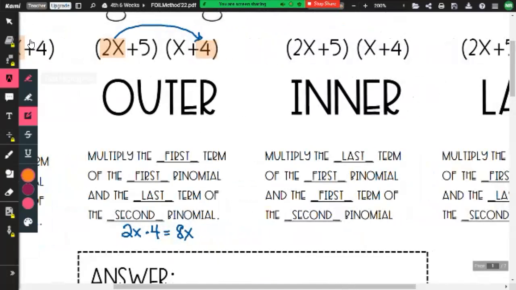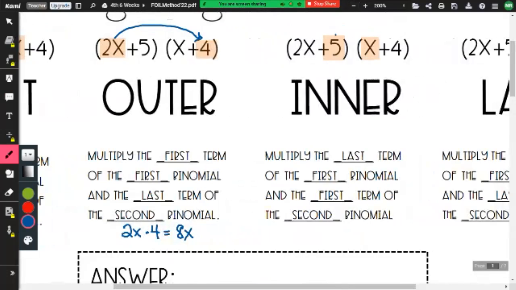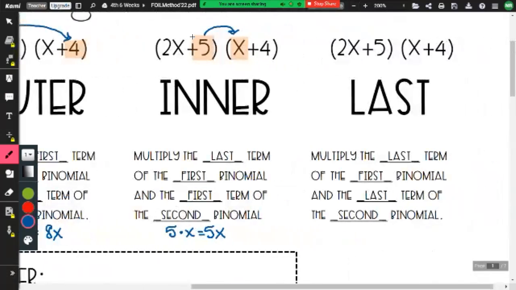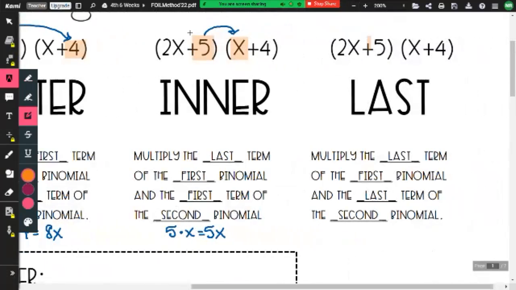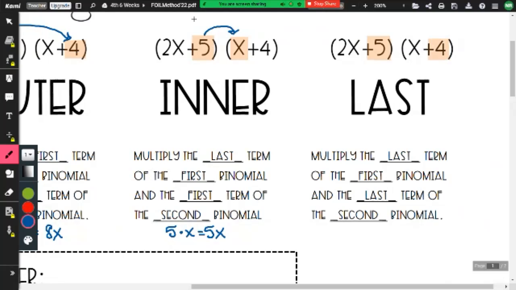Inner, the terms on the inside. 5 is on the inside, x is on the inside. The last term of the first binomial and the first term of the second binomial. And we get 5 times x, which is 5x. Last, we're multiplying the last term of the first binomial and the last term of the second one. So last, I'm going to take 5 and multiply it by 4.